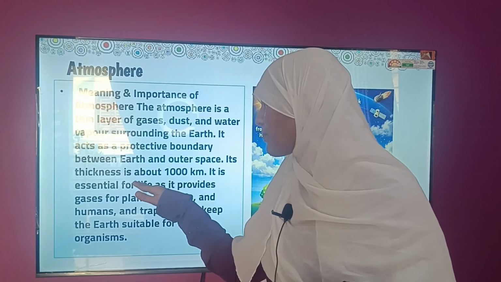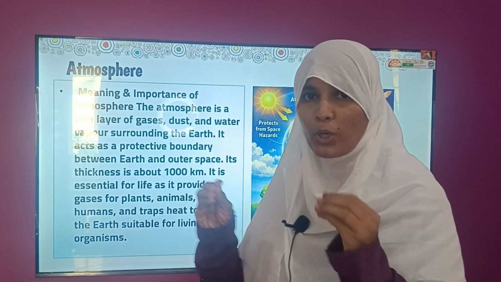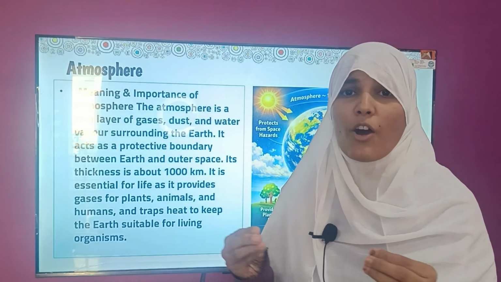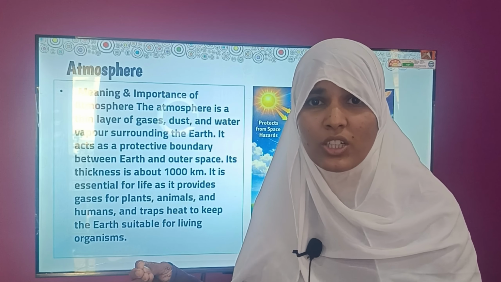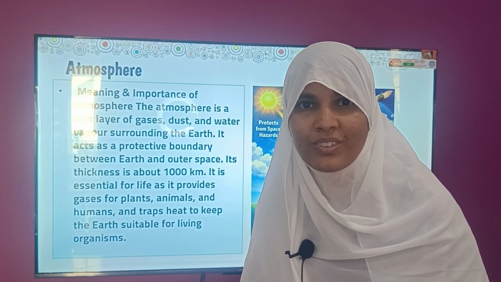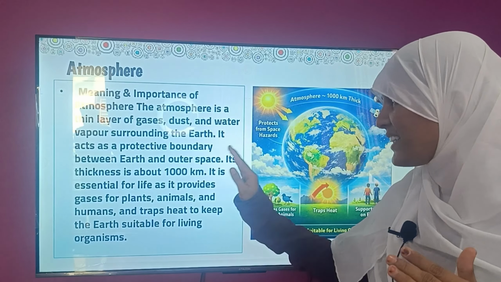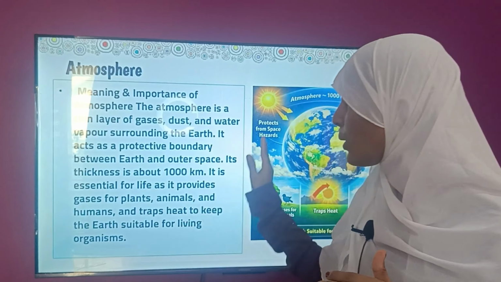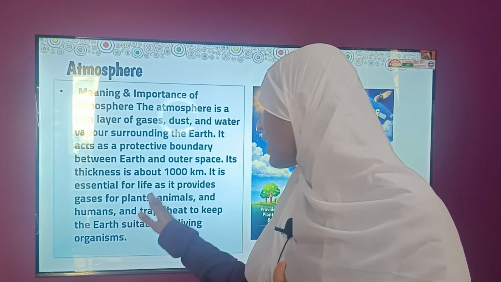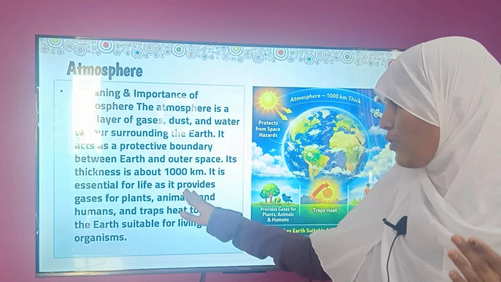It acts as a protective boundary between the earth and outer space. It protects us from the harmful rays, or something dangerous coming from space. It is like a superhero, just like Krish and Shaktiman. Its thickness is about 1000 kilometers. The atmosphere extends up to 1000 kilometers.